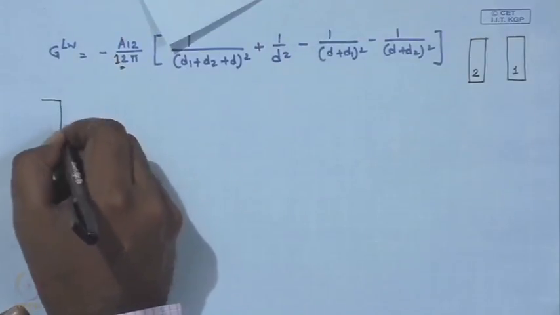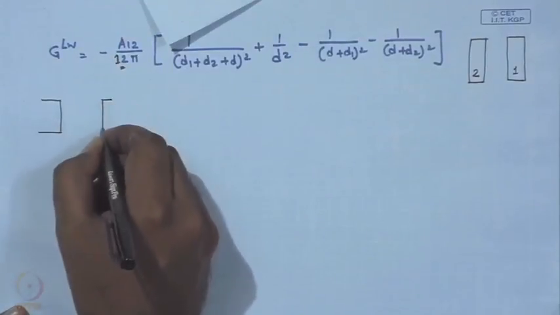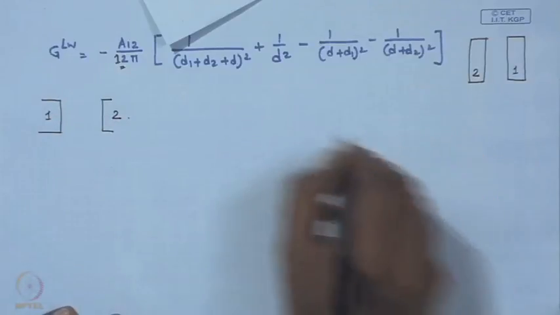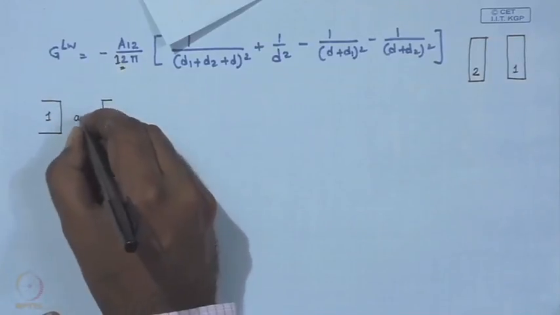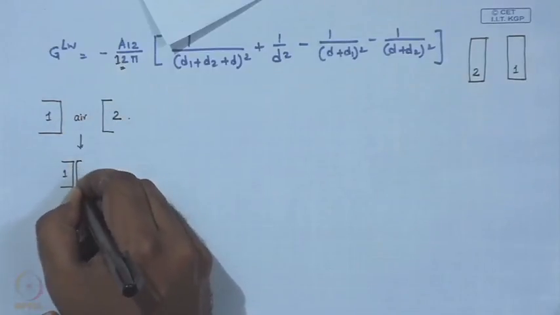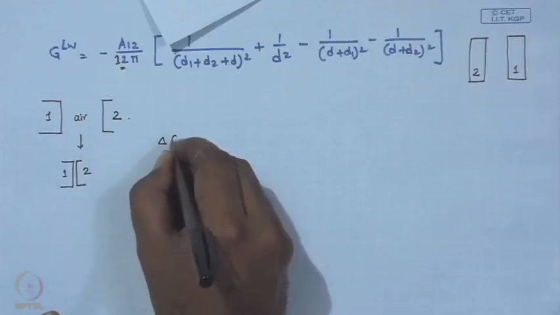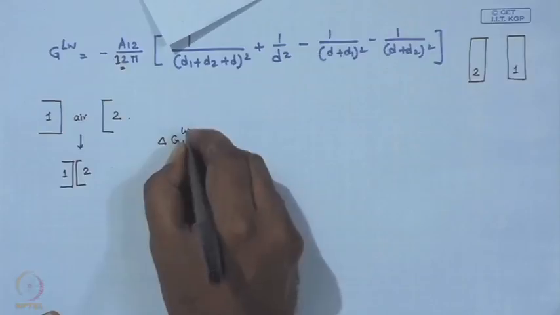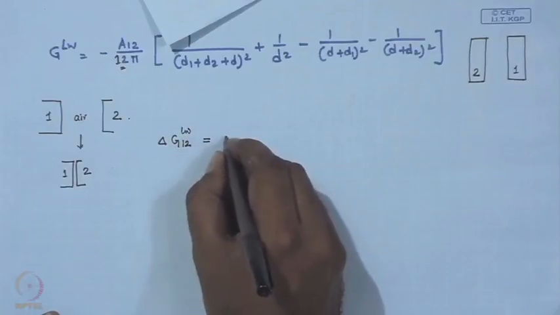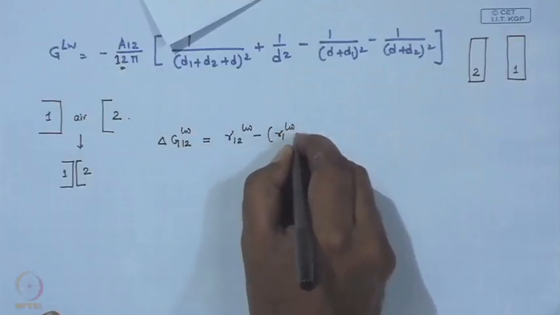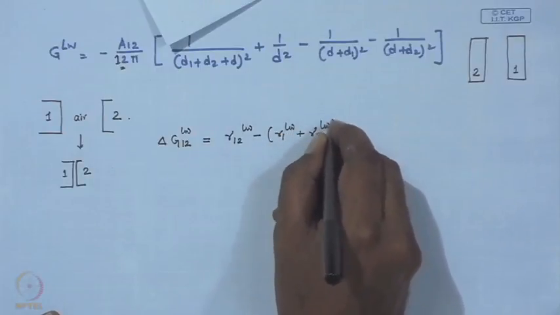So, what we need to understand is that if we now take a relook at this scenario, you have 1 and 2 and they are in air, and you bring them in contact, we have no problem in understanding that G12, if you consider only the LW component, is equal to gamma 12 LW minus gamma 1 LW plus gamma 2 LW.